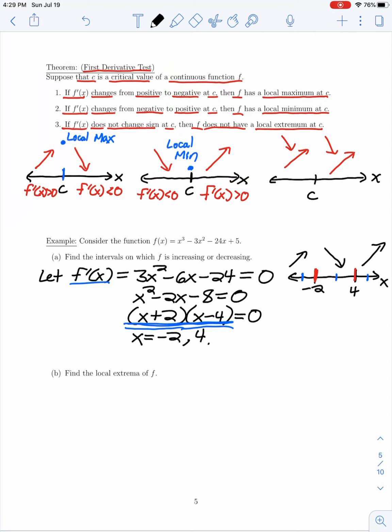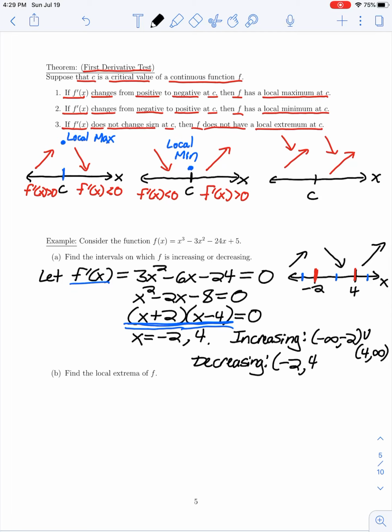So for part A of this problem, to determine where our function is increasing or decreasing, let's state the following. Our function is increasing on the interval from -infinity to -2, or from 4 to infinity, and our function is decreasing on the interval from -2 to +4. So that was what we were asked in part A.